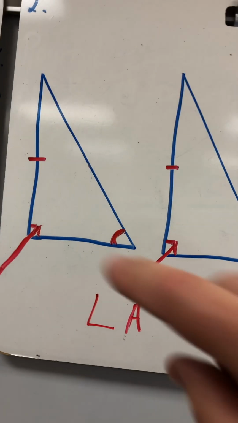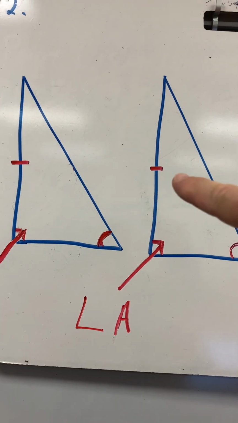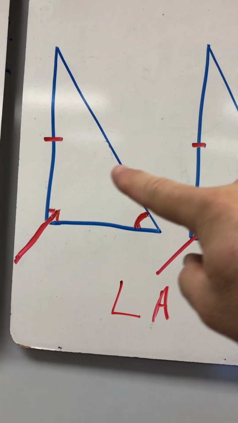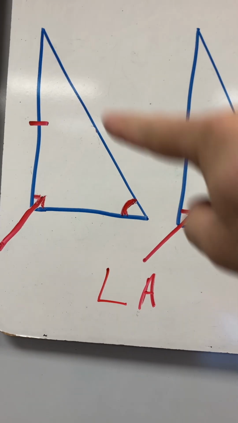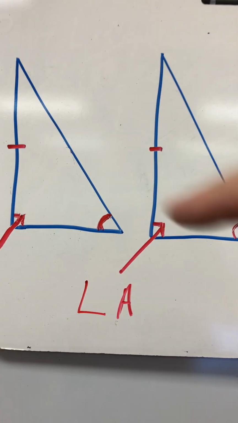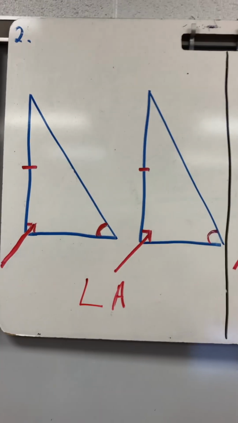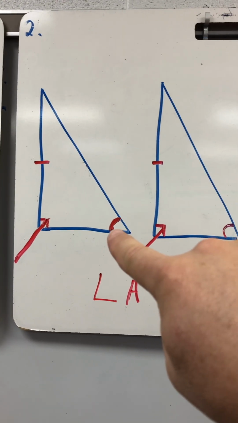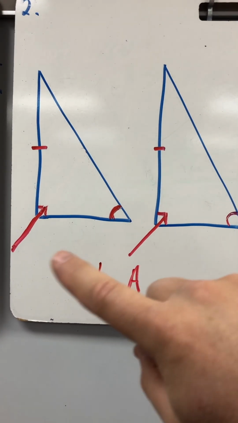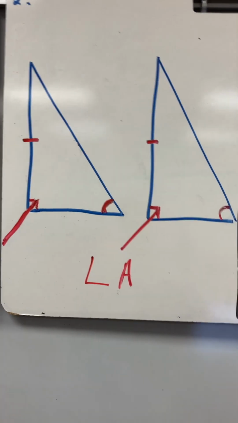Over here, you have a leg congruent to a leg. Notice, by the way, that the right angle is pointing to the hypotenuse and there's no mark on it, which means the hypotenuse is not part of your answer. There is one angle here congruent to another angle, so you're going to have leg angle, LA.